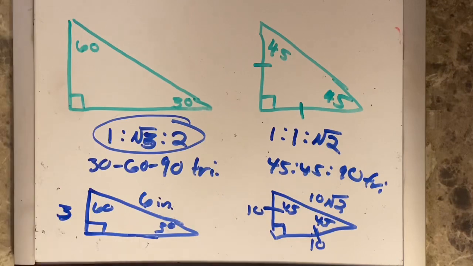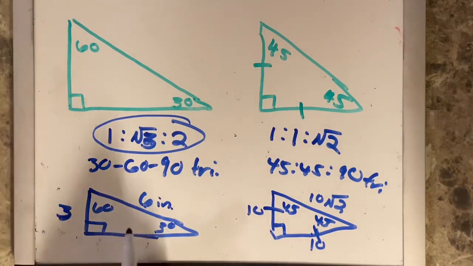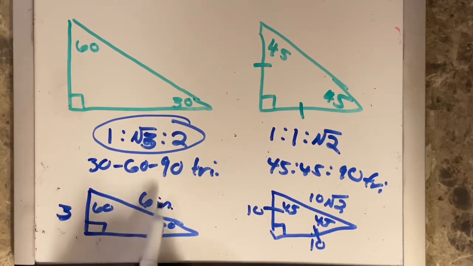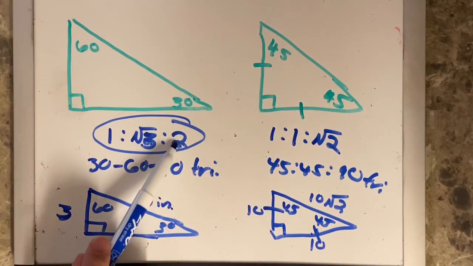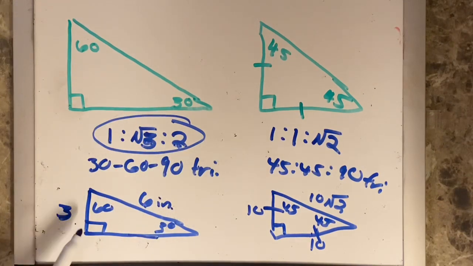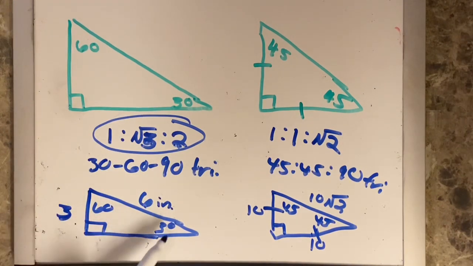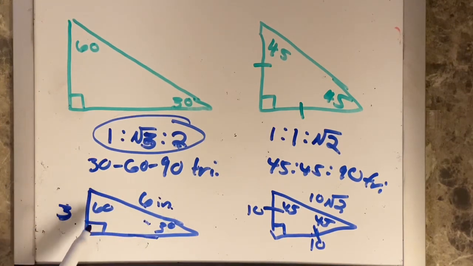The hypotenuse always, yes, always, has the longest length. So the 6 inches right here is talking about the 2 in this ratio. And now we need to find the smallest length. The reason this is the smallest length is because it's directly across from the smallest angle. So in the 30, 60, 90 triangle, the 30 is the smallest. Therefore, the smallest side will be the side directly across from that angle.